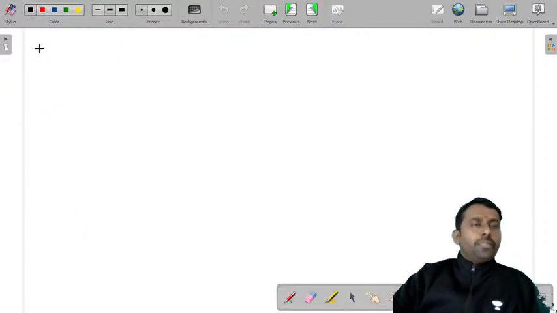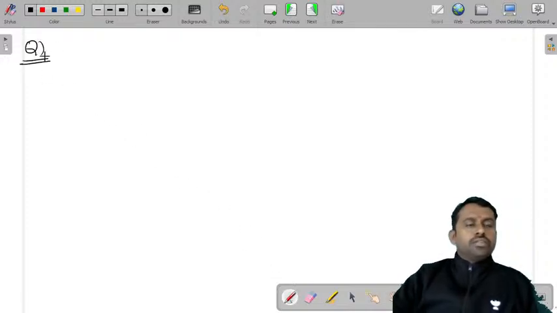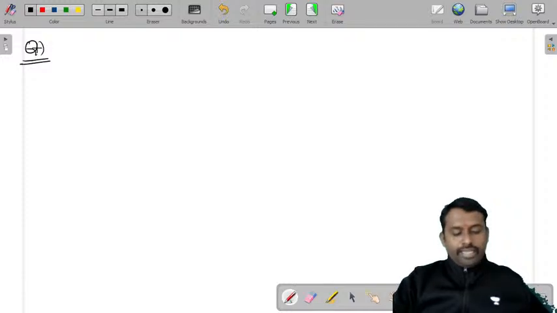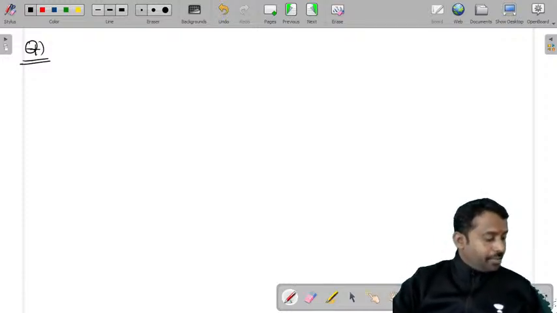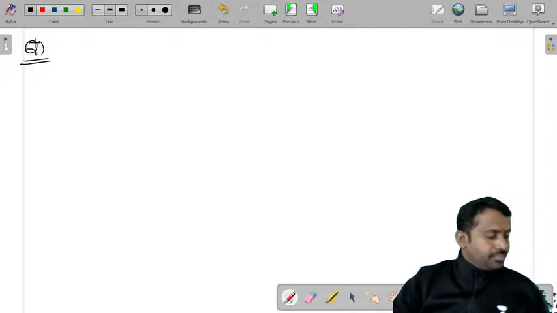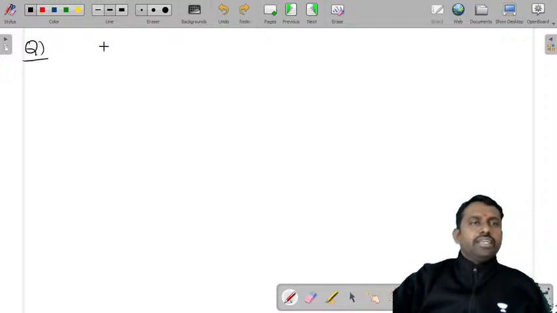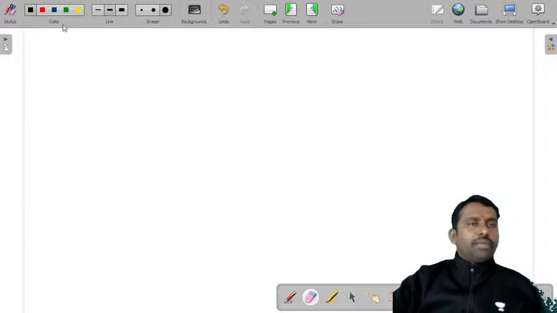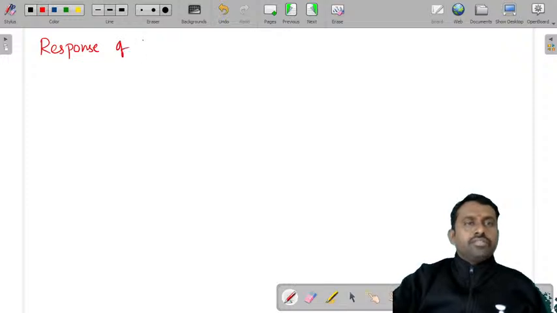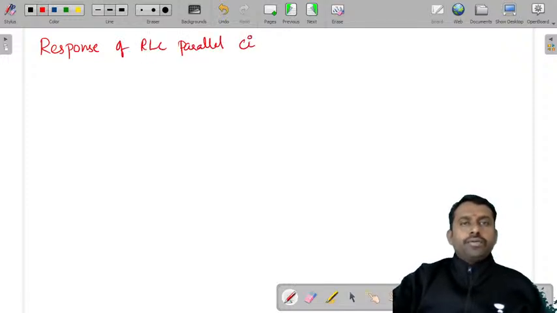So now let's try to look at the other question. But before this, let us solve the RLC parallel circuit. Let us consider the response of the RLC parallel circuit before going to the next problem. Once we are done with this, we'll go to the next.